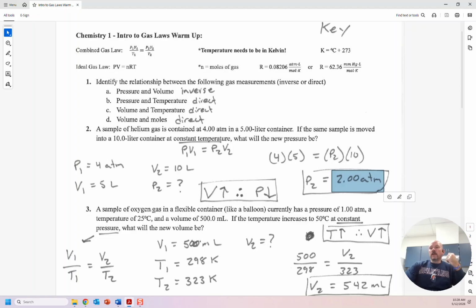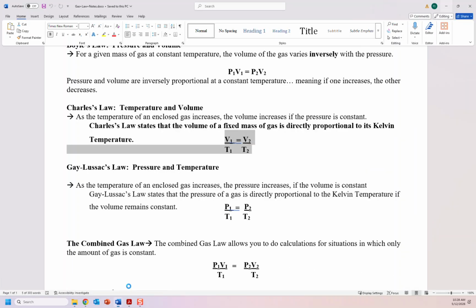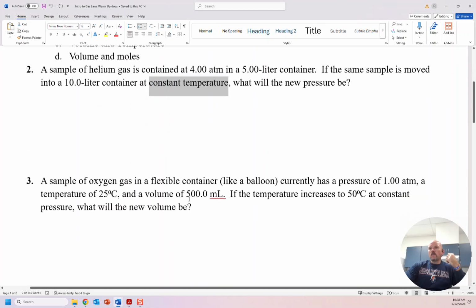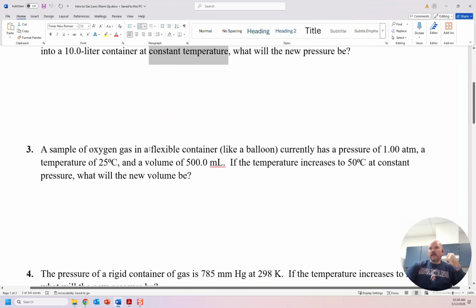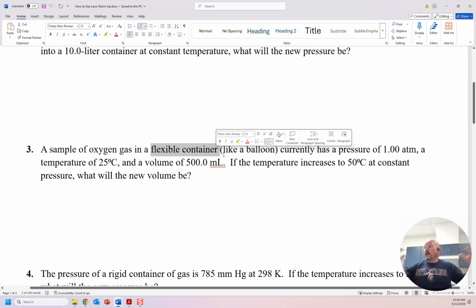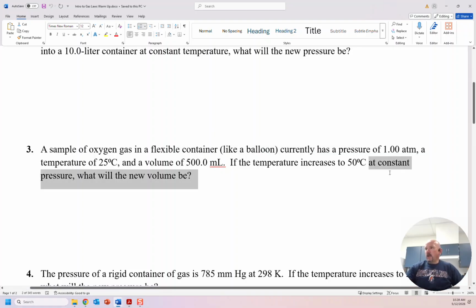Okay. So if we go to number 3, here we have a sample of oxygen gas in a flexible container. Understand what that would mean. That would mean that the volume's going to change. So volume's in play, right? And so the pressure is going to remain constant. So we don't need pressure in our equation. Volume and temperature are changing. So we need the equation with volume and temperature. The other thing that's being held constant, it's not mentioned, but we can kind of infer that it's held constant, is we're not changing the number of oxygen particles. So we need an equation with volume and temperature.